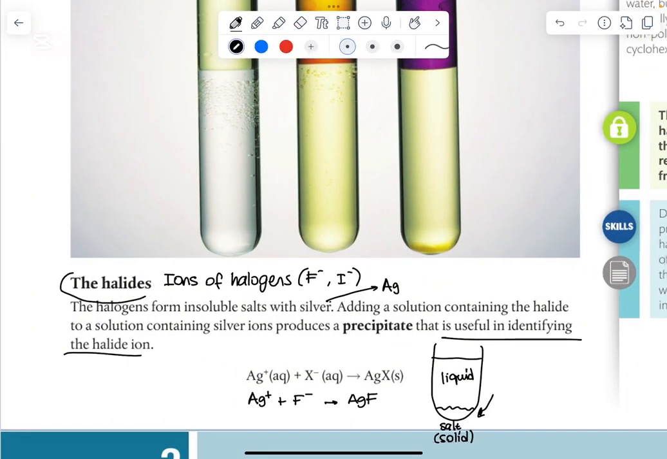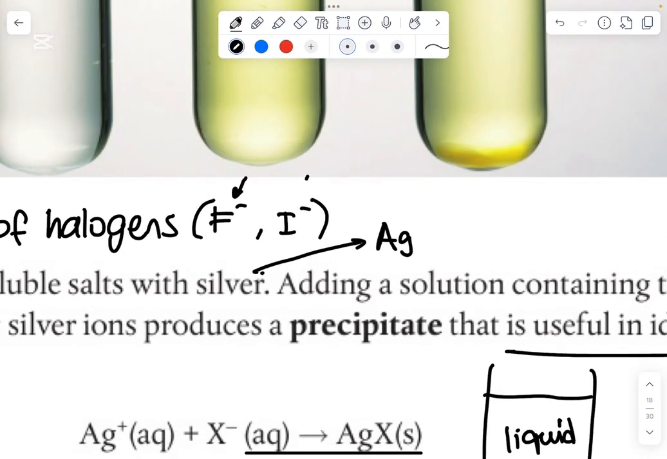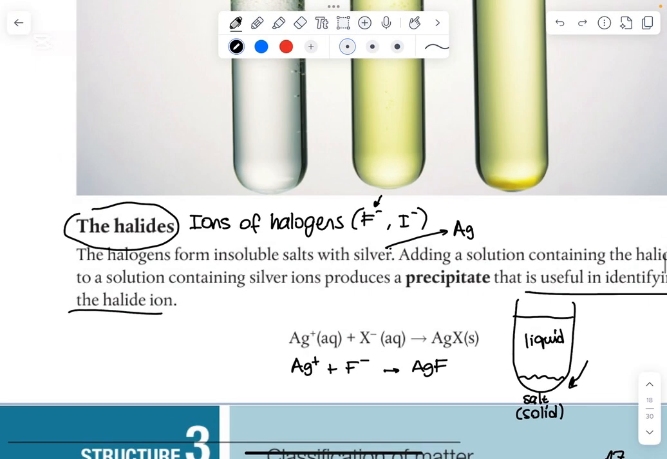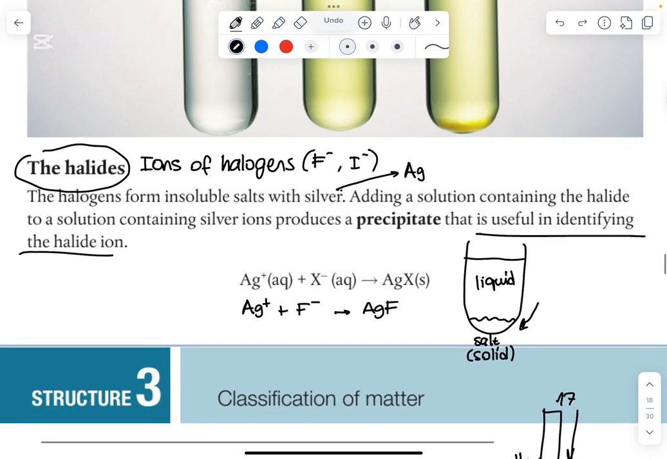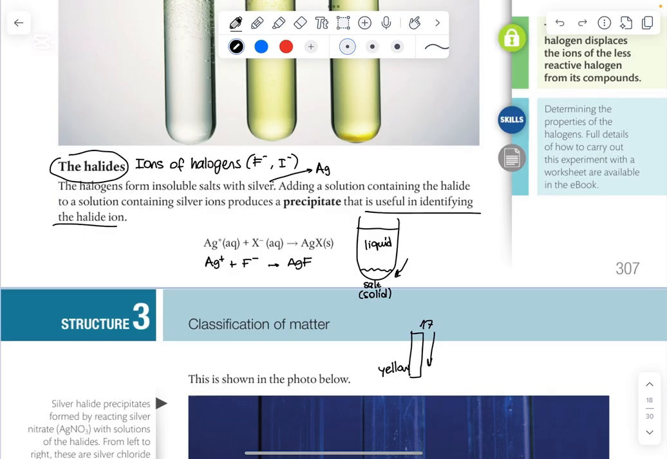Let's move on to the halides. Halides are basically ions of halogens. This could be the fluoride ion, the iodide ion, and so on. So halogens form insoluble salts with silver, which is Ag. Adding a solution containing the halide solution.